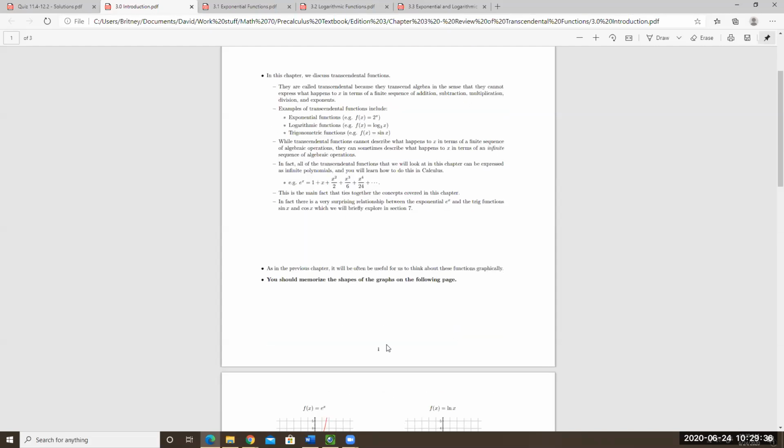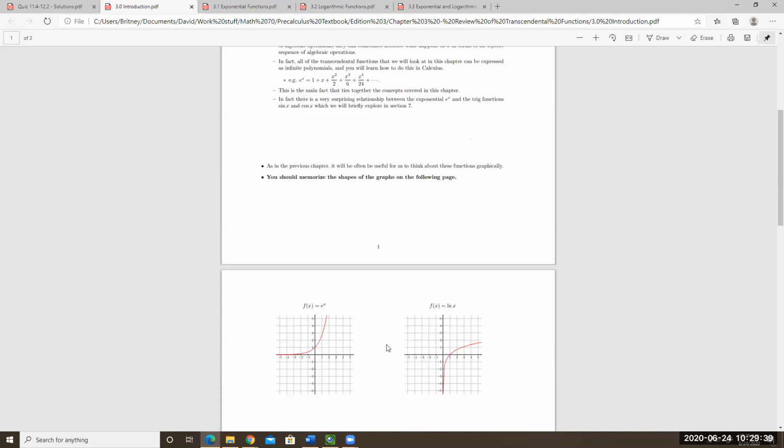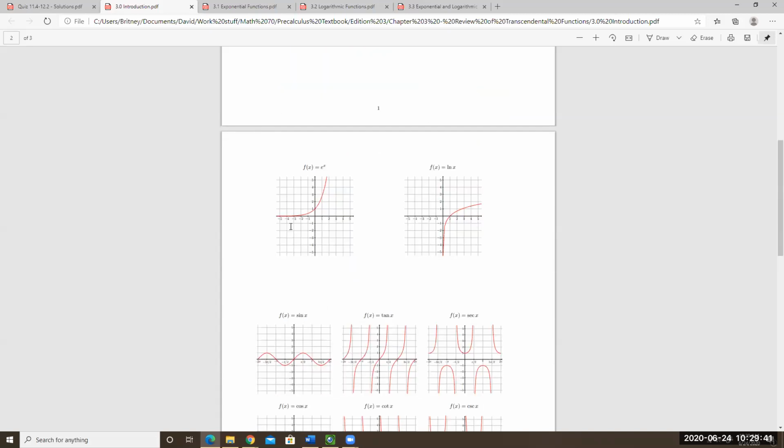Graphing is going to be important in this chapter, just like it was in chapter 2. So you should memorize the shapes of the following graphs. So this is the basic shape for an exponential function. How quickly it rises will depend on what the base is. So here we just have the natural exponential function e to the x. It'll rise more steeply if you have a number bigger than e, right? e is about 2.7. So if you had like 4 to the x power, it's going to rise more steeply. If you had something like 2 to the x power, it's going to rise a little bit less steeply, right? But they're all going to have this shape. All exponential functions have this shape.